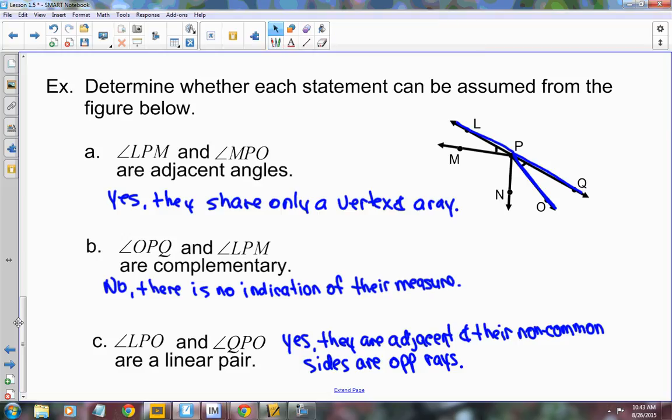Okay? All right, any questions? Okay, your assignment, page 51, 8 through 42 even, 49, 50, 62, and 63.